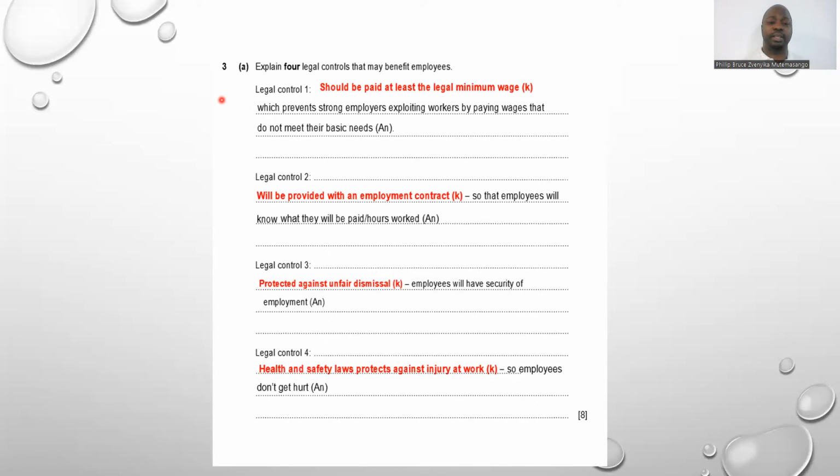So legal controls that we have, number 1, it should pay at least the legal minimum wage. You'll be given a mark for that. Clear fact. Then you go on now to explain what it's all about, which prevents strong employers exploiting workers by paying wages that do not meet their basic needs. So that's a way as well you can use to explain that control.